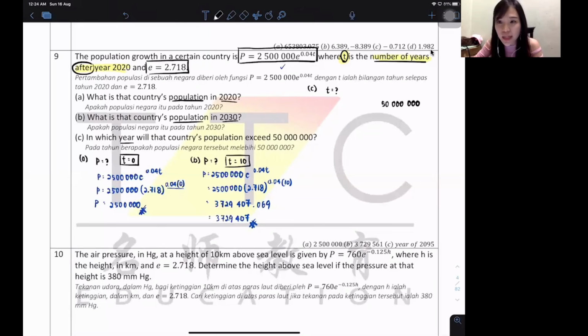No. The 50 million is what? Population. Isn't it the P? So you see, just now they asked for the P, they gave you the T. Now they ask for the T, you should have the P. Obviously, you cannot have question marks for everything, right?